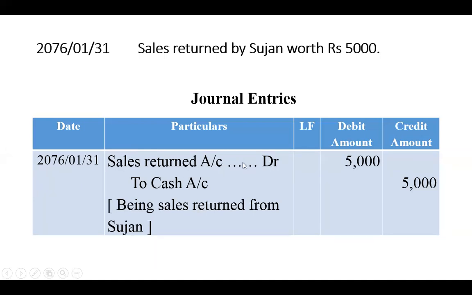Sales return. So बेचेको सामान फेरि फिर्ता आयो, पैसा त फिर्ता दिनु पर्यो. So sales return account DR to cash account. So 5,000 को सामान आएको रहेछ भनेपछि 5,000 you need to pay. So 5,000. So being sales return from Sujan. So in this way we need to record the transaction. So this is all the end of this journal.